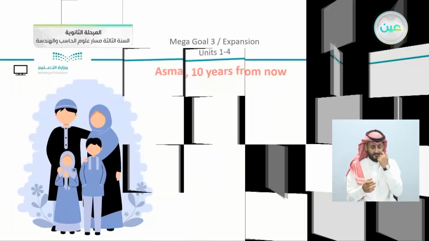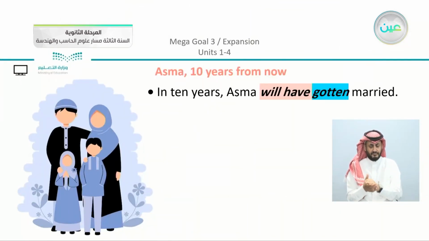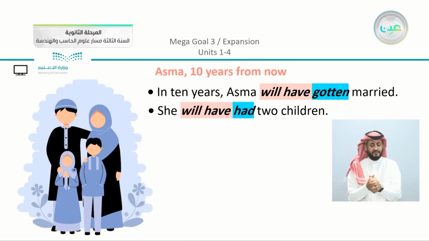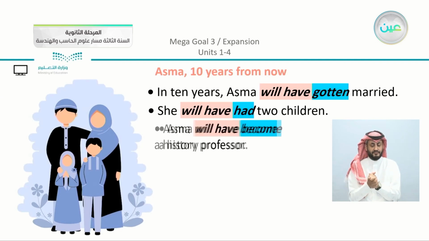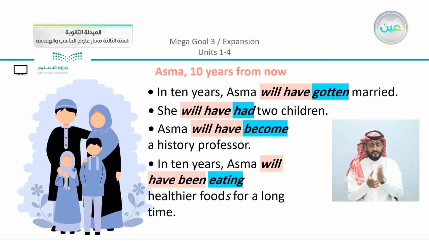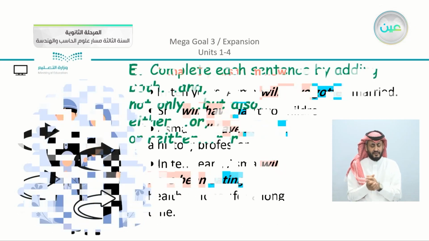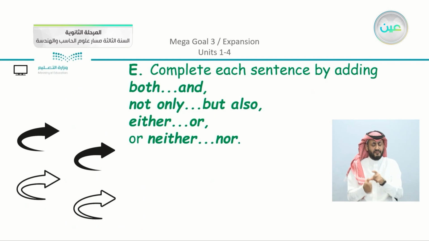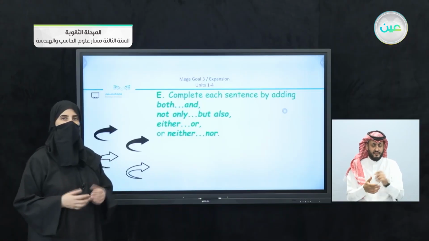So here we can change and say that in 10 years, Asma will have gotten married. She will have had 2 children. Asma will have become a professor, a history professor. In 10 years, Asma will have been eating healthier foods for a long time. So we use different structures, as you can see, and as I mentioned before, you can change and write whatever you wish.